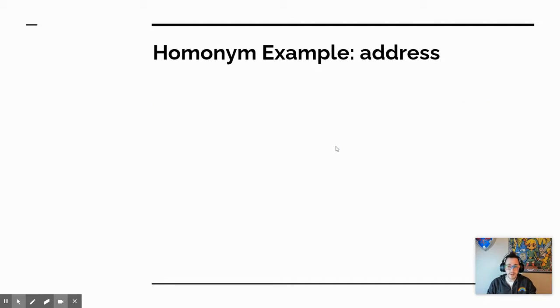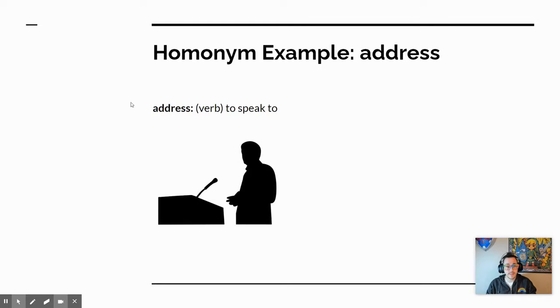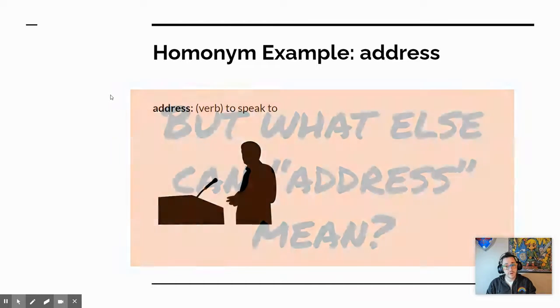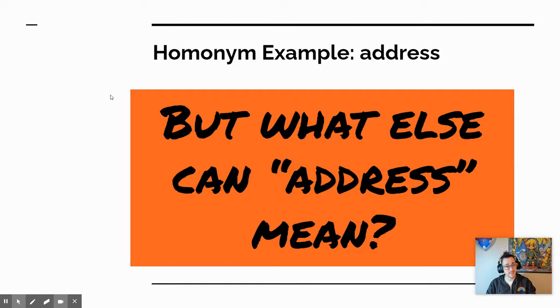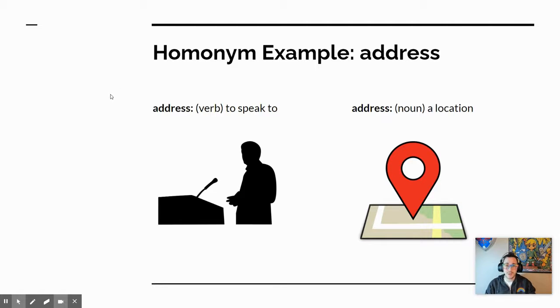Let's take a look at an example. The word address could mean to speak to. This is a verb, so it's like an action word. So you would address someone if you were talking to them. On the other hand, what else does address mean? Right, it's also a location. So you have a home address, Vernon Middle School has an address, everywhere you go has an address.